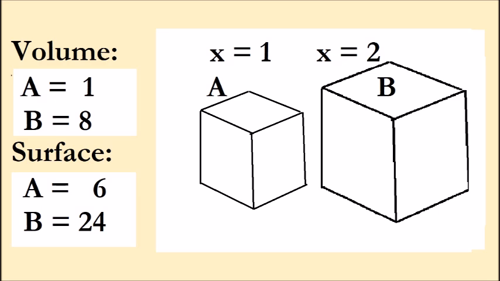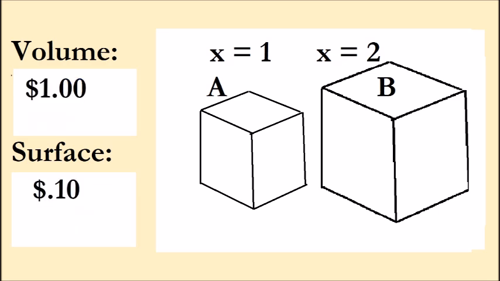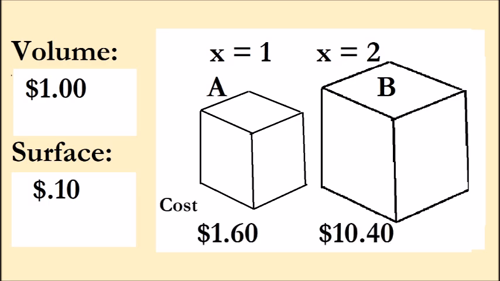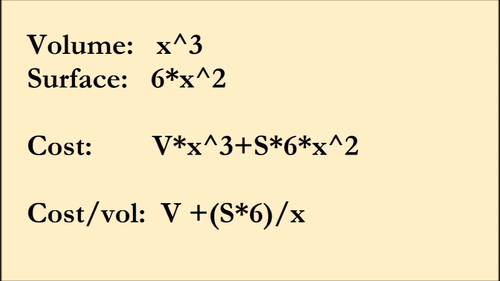is now 24. And let's say in this example, the cost for each unit of volume is $1, and the surface area costs 10 cents, and we can figure out the total, and we get 160, 1040. But of course, what you're going to do is figure it out on a volume basis, and that turns out to be $1.60 for the small one and $1.30 for the larger one.